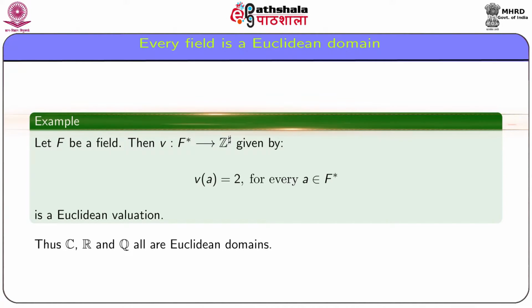Thus, we have the field of complex numbers, the field of real numbers, and the field of rational numbers, all are Euclidean domains.